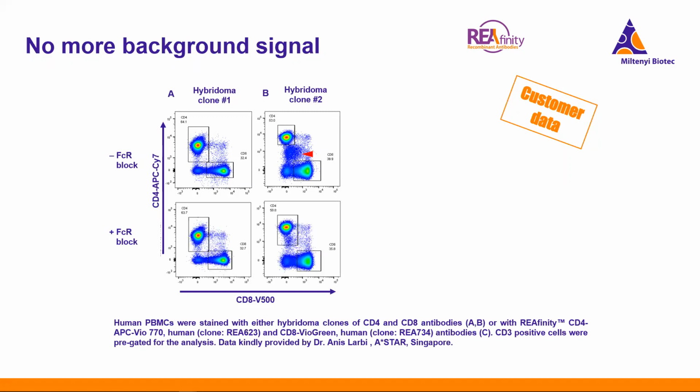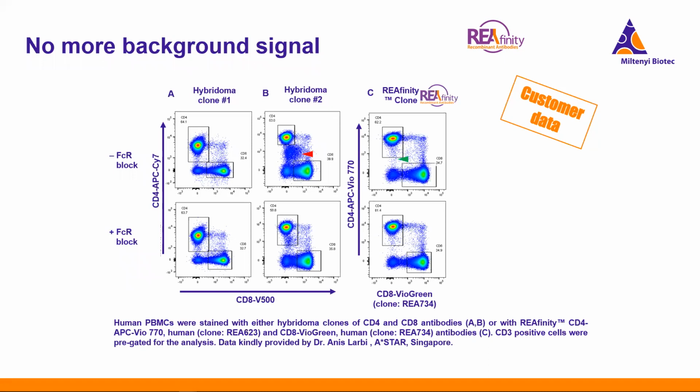So now they've applied an Fc block, and you can see that we've reduced that background quite a bit, but it's not really complete. So let's take a look now at staining with our reaffinity antibody, our recombinant antibody. All of the background here is eliminated, and you can see they've done this again with Fc block, and it's no different.